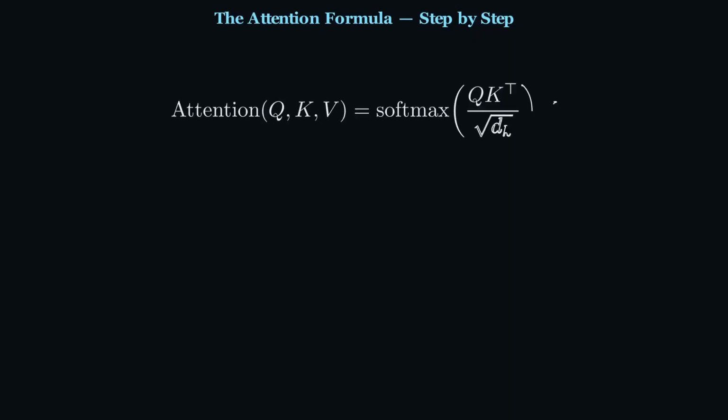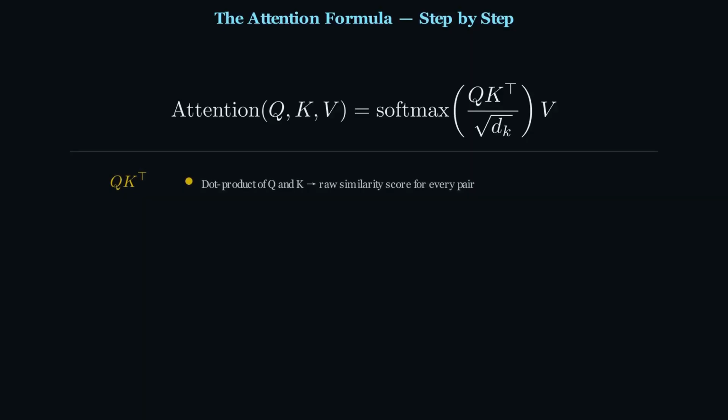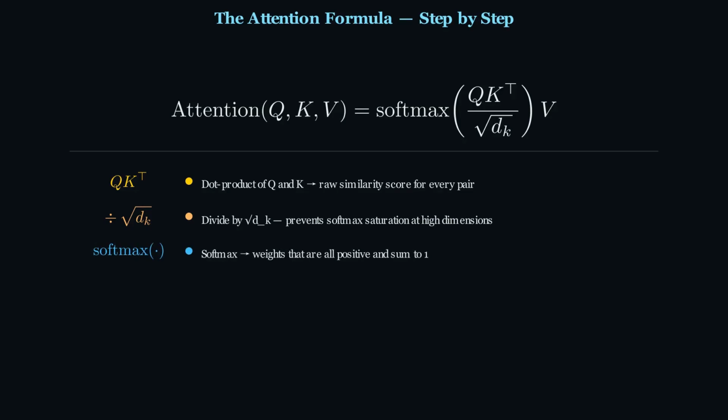The full attention formula is elegantly compact. Let's unpack each part. Attention of Q, K, V equals softmax of Q times K transpose over the square root of d_k, all multiplied by V. Dot product of Q and K → raw similarity score for every pair. Divide by square root of d_k, which prevents softmax saturation at high dimensions. Softmax → weights that are all positive and sum to 1. Multiply by V → weighted blend of value vectors as output.